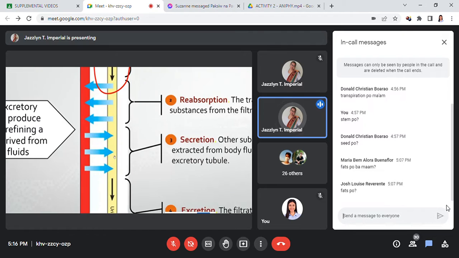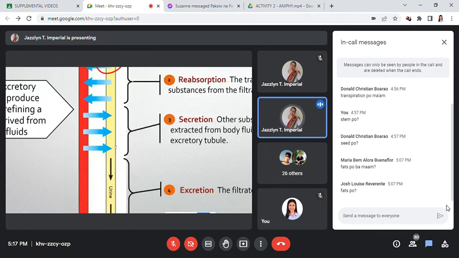Okay? And then afterwards, it is followed by secretion. Okay? So other substances like toxins, excess ions, okay, they are extracted from the body fluids and they are added to the contents of your filtrate in the excretory tubule. So this is where secretion occurs. Halimbawa, mga effect class ng ininom nyo na gamot, mga drugs, even toxins, they now will enter through your capillaries, through your distal, maybe distal convoluted tubule, but more on the collecting duct.